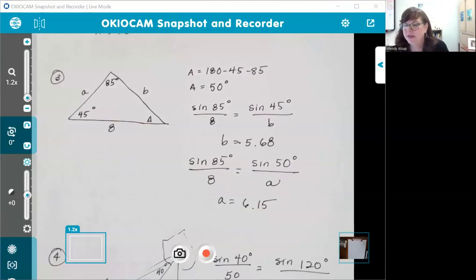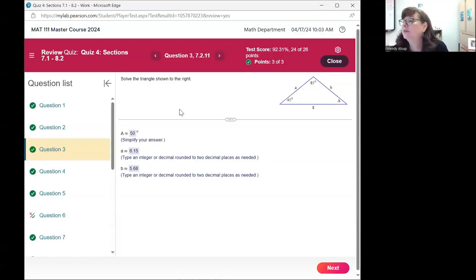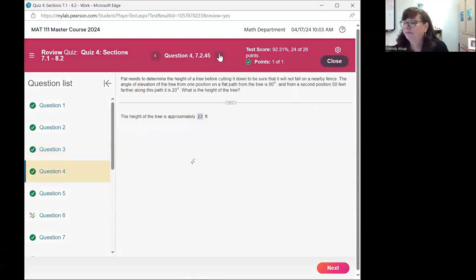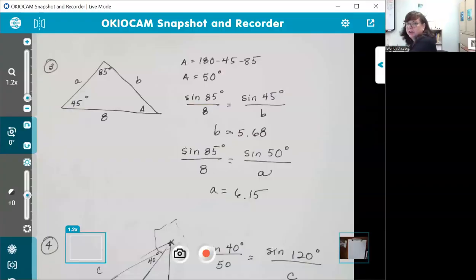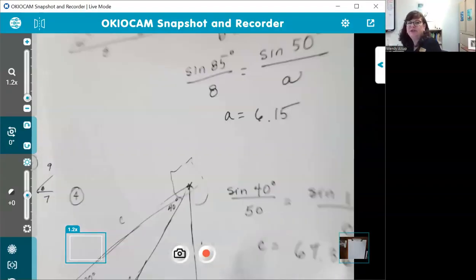All right, then on to 4. This is the old tree cutting form. This is the one where we are finding the height of the tree. And this is a really good application of trigonometry here.